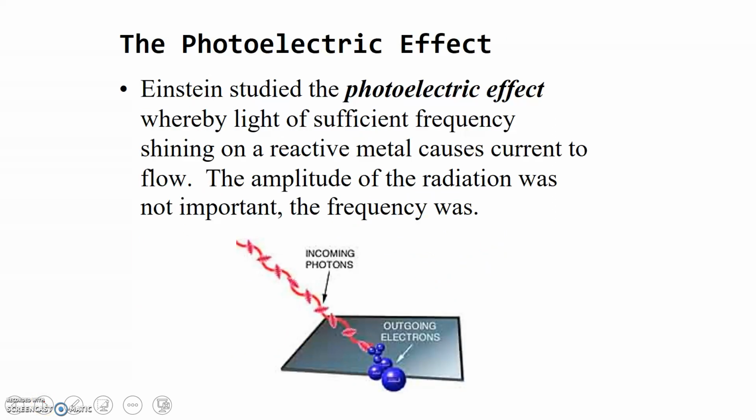The photoelectric effect was explained well by Einstein. It was discovered by Hertz, but described by Einstein. We've talked a lot about photoelectron spectroscopy, but the principle behind it is what holds it all together. Basically, it states that light of sufficient frequency shining on a reactive metal can cause current to flow. In other words, electrons to move.